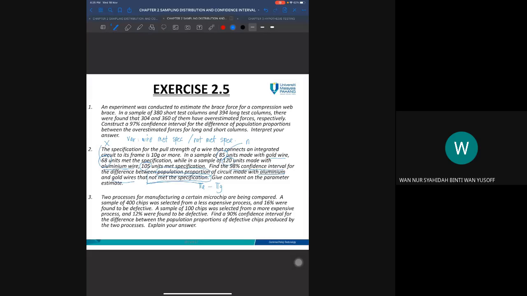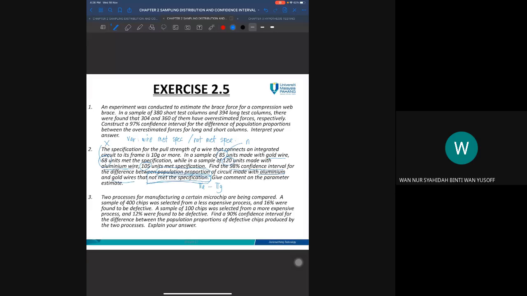So the confidence interval that we need to construct here, is it based on the success characteristic or the failure characteristic? Failure characteristic, because what we have is met the spec, but we need to construct the confidence interval for the units which did not meet the spec. So basically we construct the confidence interval for the failure characteristic.